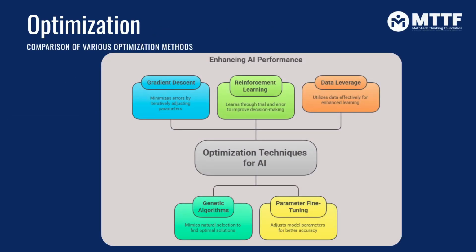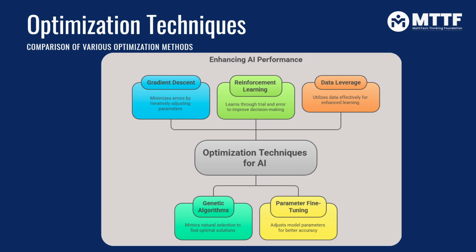Once a model is defined and evaluated, the next challenge is improvement. This is where optimization techniques come into play. Gradient descent is the most widely used optimization method. It iteratively adjusts model parameters to minimize errors and move towards optimal performance.